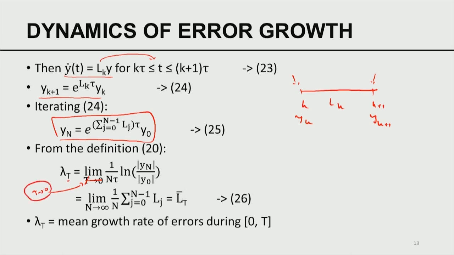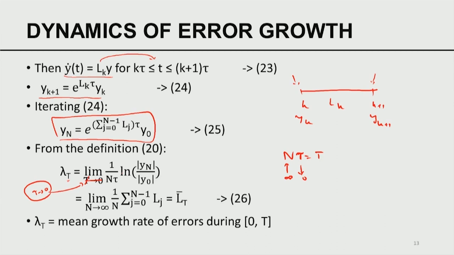So t is fixed, tau goes to 0. As tau goes to 0, n goes to infinity. N tau represents the total time, capital T. So n tau is always capital T, please understand. As tau goes to 0, n goes to infinity, but the product is fixed, T.